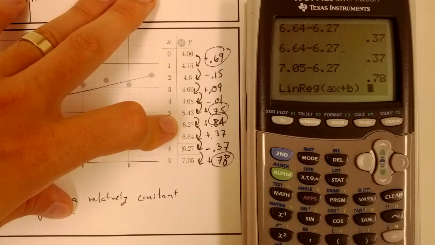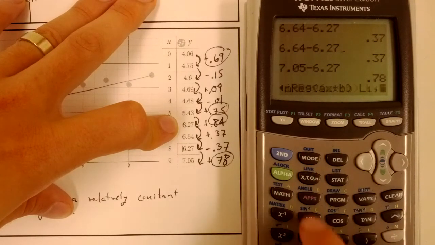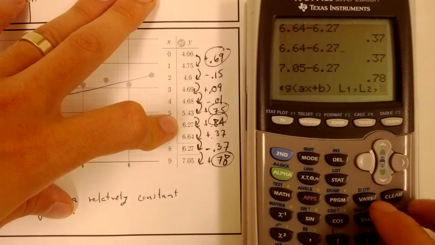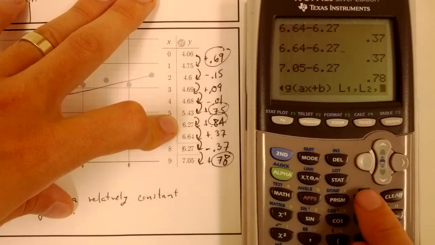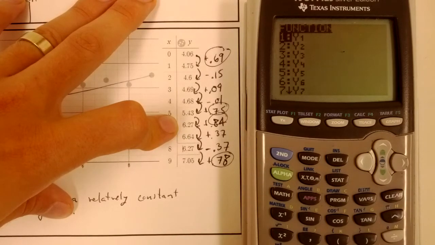Hit enter. All right, I'm going to do the same thing as I did last time. So second list 1, second list 2 for my x's and my y's. I'm going to store this all into a y variable. So hit vars. Over to y variables, choose function. I'll choose the first y one.